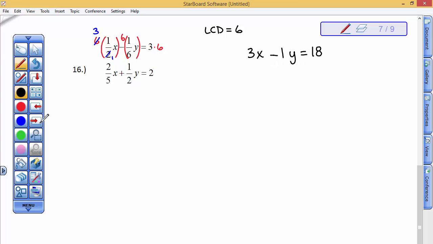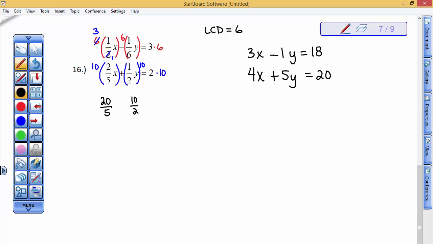The common denominator between a 5 and a 2 is a 10. So I'm going to multiply both sides, including this 2, please, don't forget that. Just in case, again, you struggle. 10 times 2 is 20, divided by 5 will be a 4x. Here, 10 times 1 is 10. 10 divided by 2 is a 5y. And then on the right side, 2 times 10 is 20.